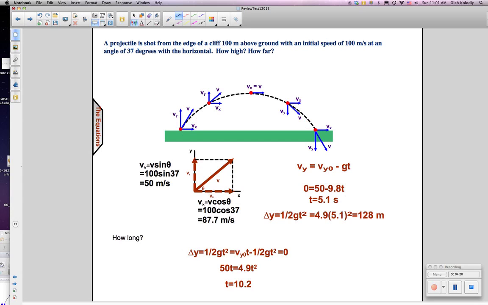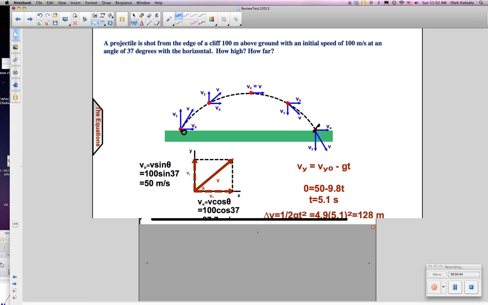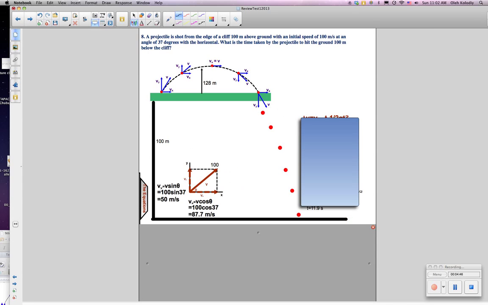But let's backtrack a little bit here and go back to the first part of the problem, which states that we are on a cliff 100 meters above the ground. So we're just 100 meters above the ground here. And we already calculated that above this point we rise to a height of 128 meters. So the total height to come from here and back to the ground is 228 meters.